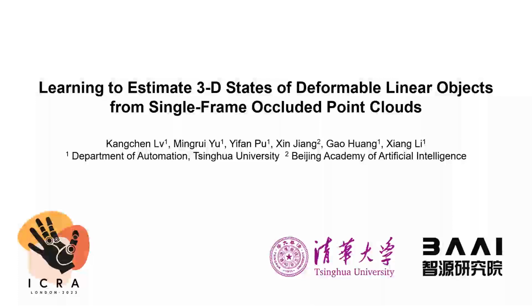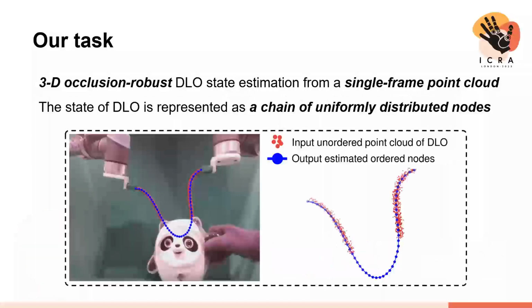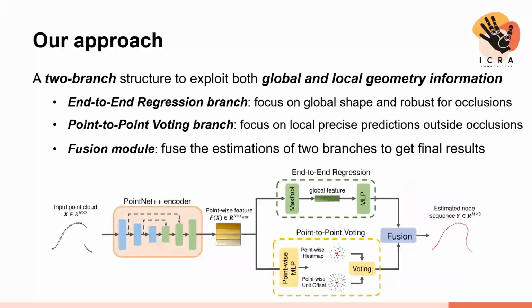Hello everyone, today I'm going to talk about our paper, Learning to Estimate the 3D States of Deformable Linear Objects from Single-Frame Occluded Point Clouds. We define our task as a 3D occlusion-robust DL state estimation from a single-frame point cloud. Note that here we represent the DL state as a chain of uniformly distributed nodes.